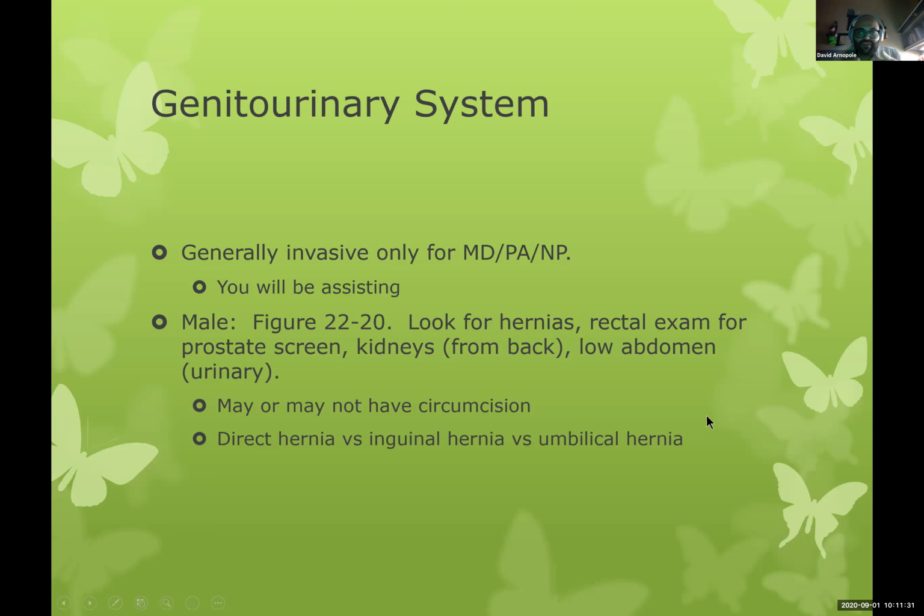For males, look at figure 22.20 in the book, but you're looking for hernias. You're asking them if they're having a hard time going, and do they go a little bit and then stop and have to keep going back and forth? Are they going 6 times a day? Do they wake up and pee multiple times a day? Do they have any bulges in their abdomen? Did they have abdominal surgery and now they may have a hernia showing?